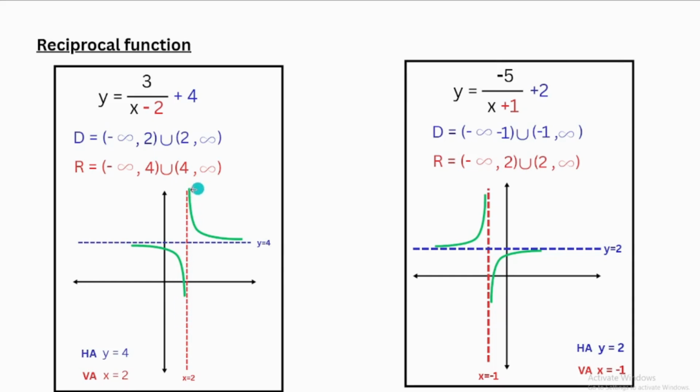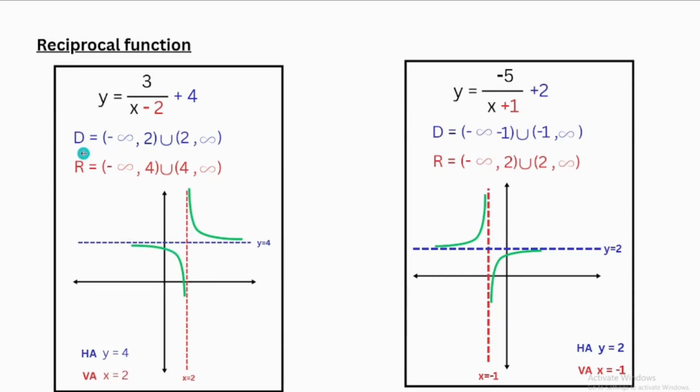We will see here the domain and the range. We said that these are boundaries. The function can't touch them. It can extend from here to positive infinity, and here to negative infinity, but it can't touch these two boundaries.